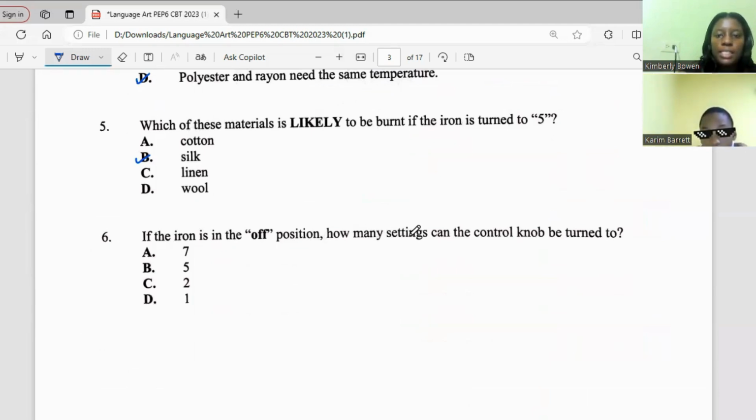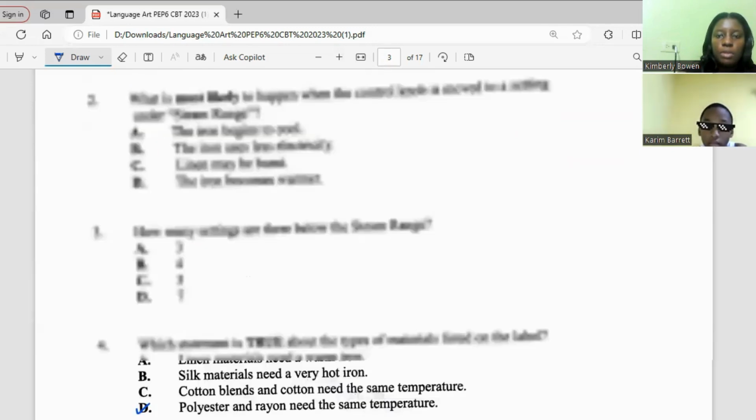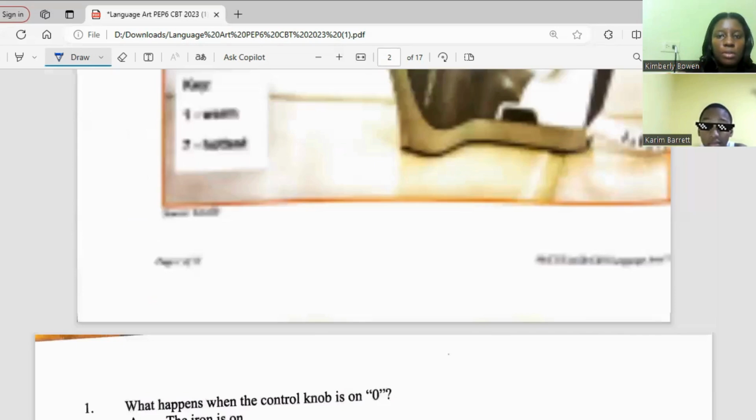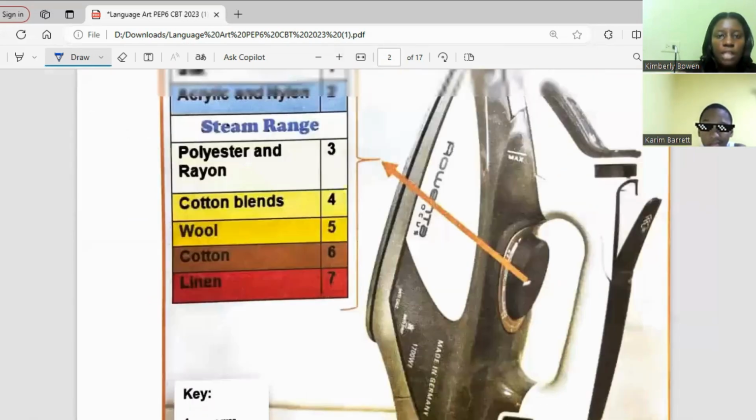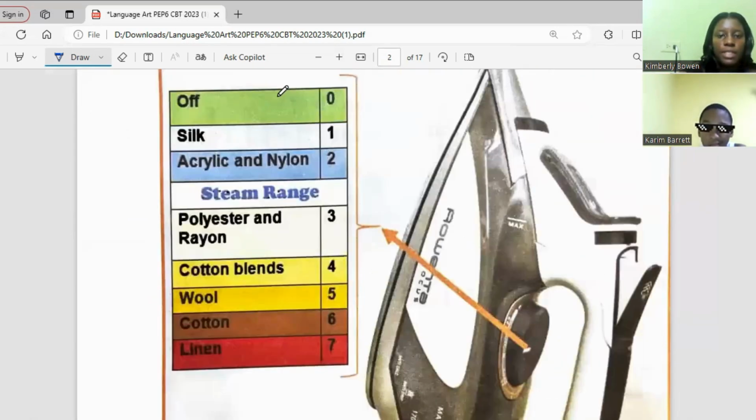If the iron is in the off position, how many settings can the control knob be turned to? So it's in off. Let's look at the settings. If it's off, let's count all the different settings.